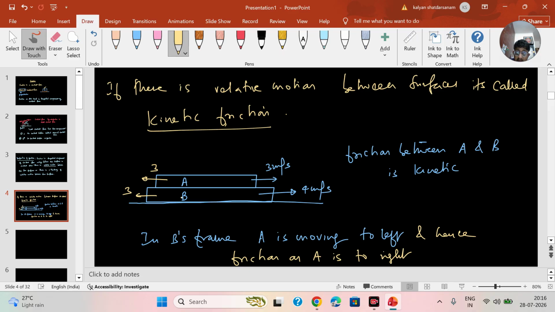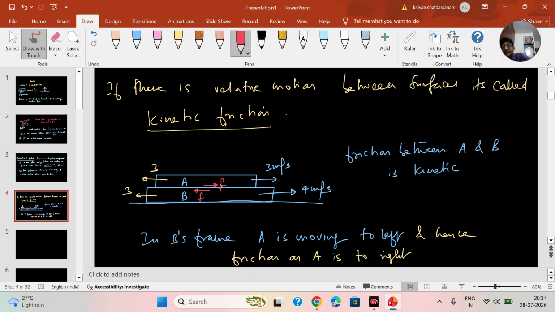So friction on B will be to the left, as we have seen previously. The reaction of this acts on A and it will be to the right. So it's very simple to find the direction of kinetic friction. Not a big deal. Okay, so I know the direction of kinetic friction.